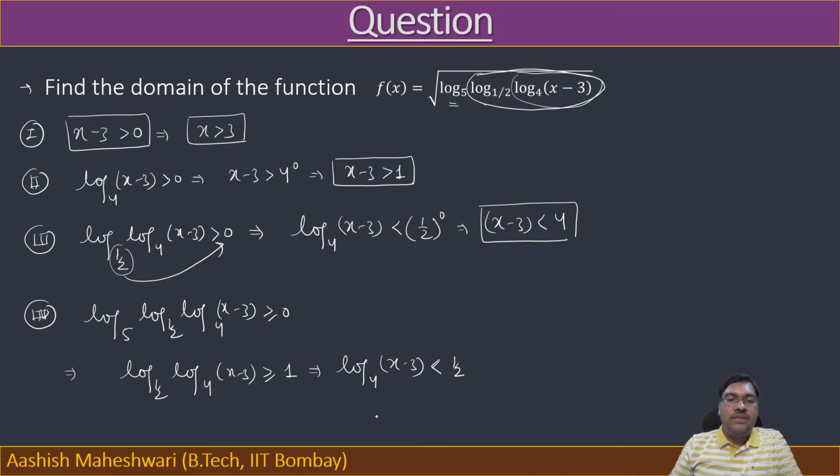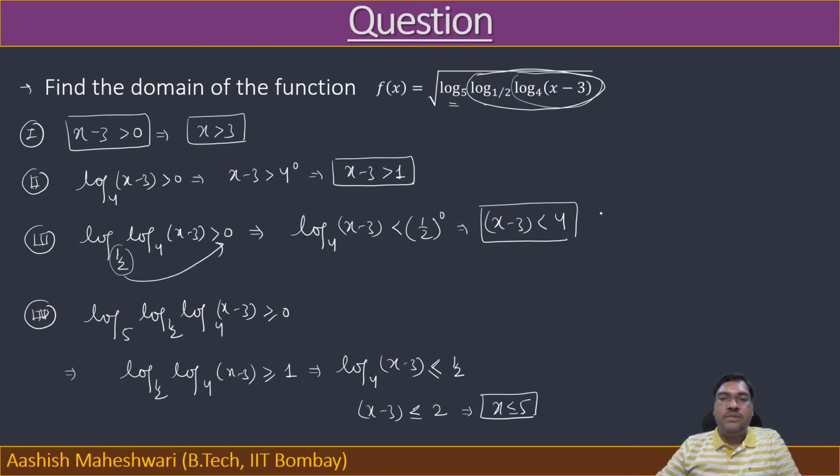Now if I check this, this is x minus 3 less than or equal to 4 raised to 1 by 2, that is 2. The sign of inequality will remain the same here. So this is x minus 2 less than or equal to 2. So we have x is less than or equal to 5.